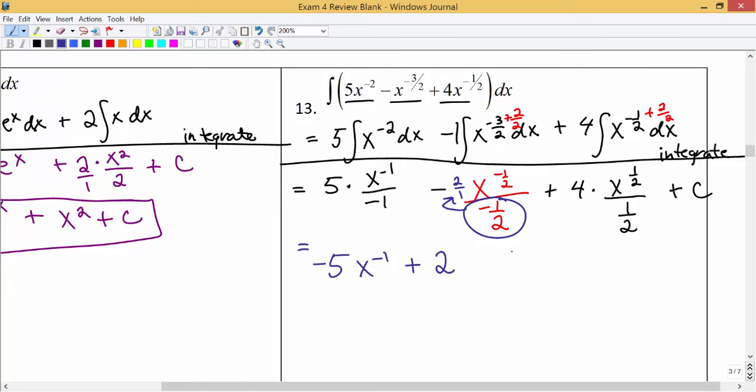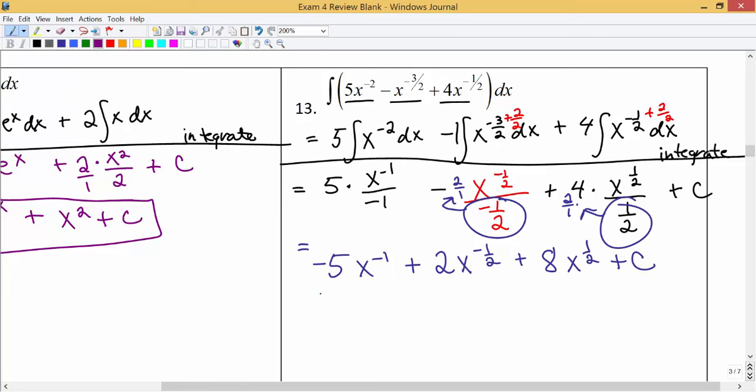So we're going to write that as positive 2 times x to the negative 1/2 power, plus, and then we're also going to flip the 1/2. Of course, that becomes 2 over 1. 2 times 4 is 8, times x to the 1/2 power, plus the constant of integration.